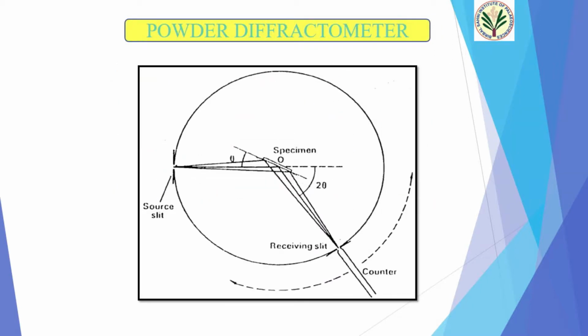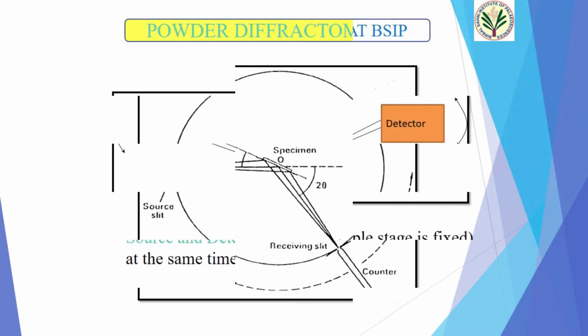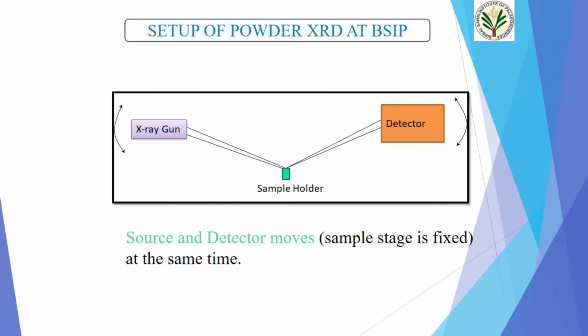This is the general layout of the powder diffractometer, in which the source is there, the specimen is there and the slit is there. Generally it is called Bragg-Brentano geometry, where generally the stage is fixed and the source and the counter detector are moved to the various appropriate angles. This is the setup of powder XRD at the BSIP, in which the X-ray gun is there, the sample holder is fixed and the detector is there. The X-ray gun and detector move appropriately.